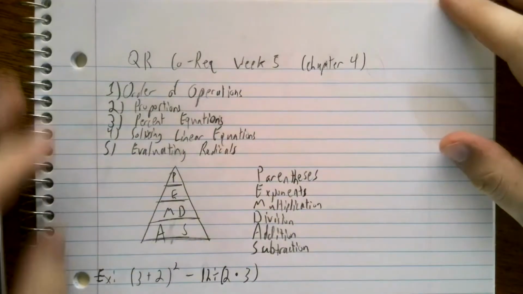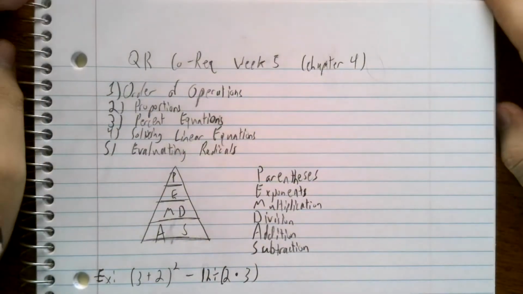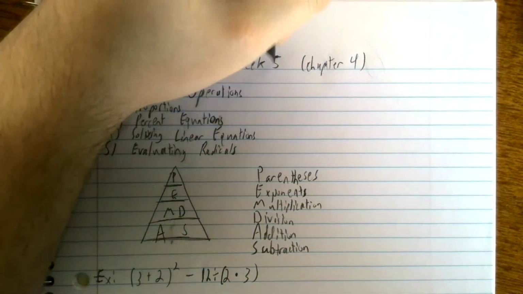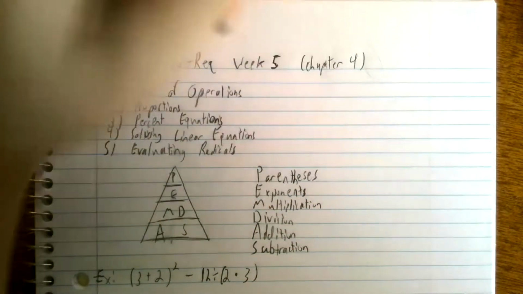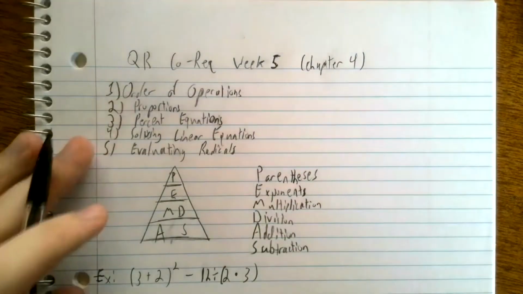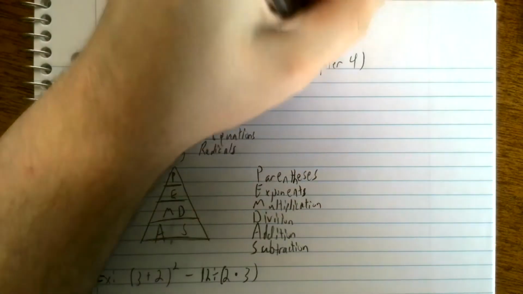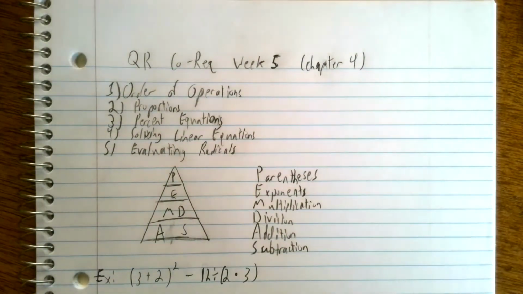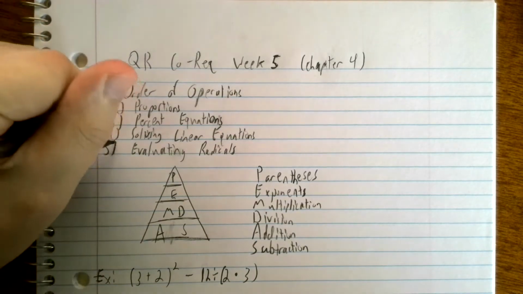Okay, so this is week 5 for quantitative reasoning co-req, and this will be the video to help you out for this week and next week. So it's going to be all of chapter 4. What we're going to cover today: we're going to talk about order of operations first, proportions second, equations dealing with percentages, and then solving linear equations, and finally we're going to evaluate some radicals.